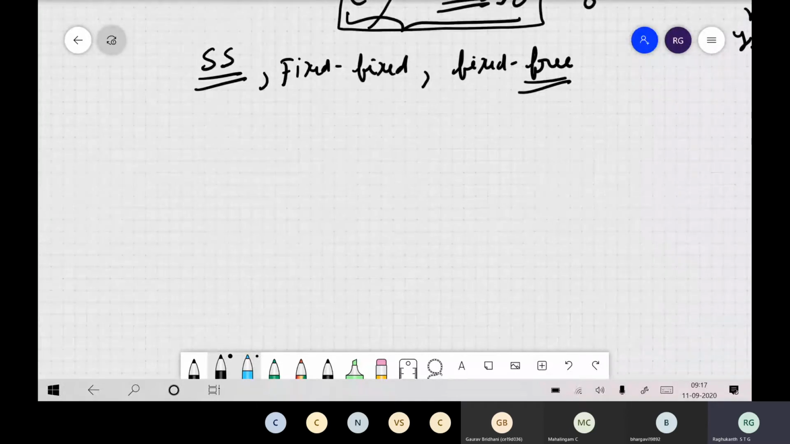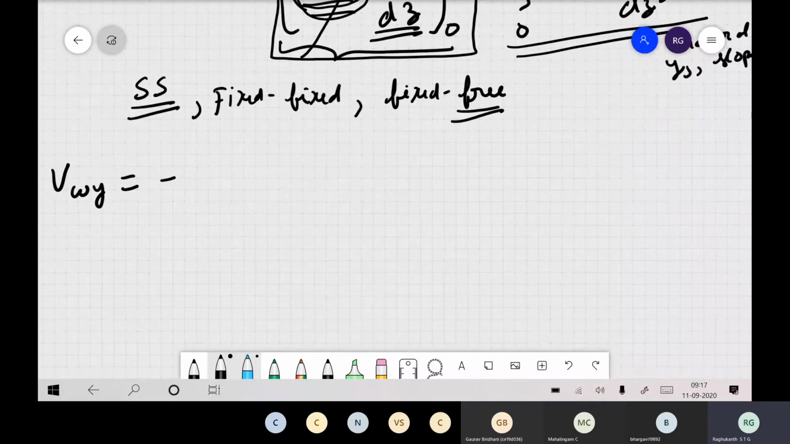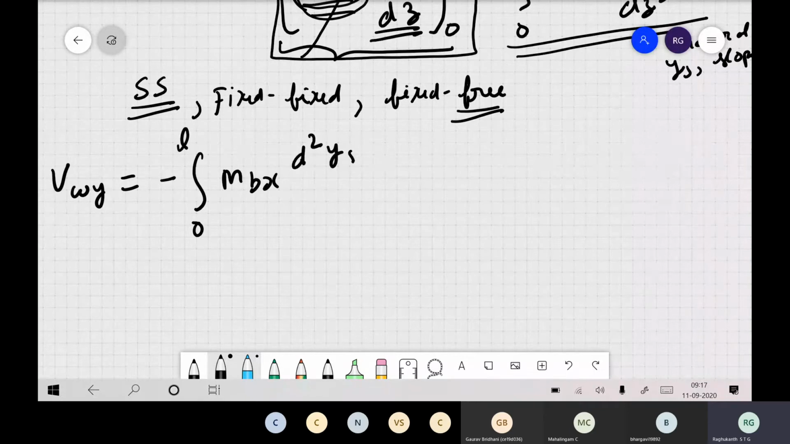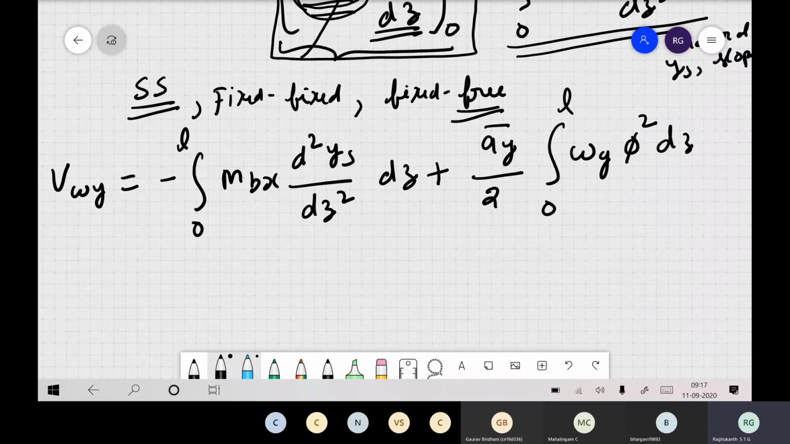So now finally, for the work done by the load, you substitute. These two are 0, so this is the only term which is remaining. So now you substitute: 0 to L, you can write in terms of bending moments, Mbx, d square ys by dz square dz. Of course, you have that ay bar by 2, 0 to L, wy phi square dz. So this is our final expression, the work done by the load.